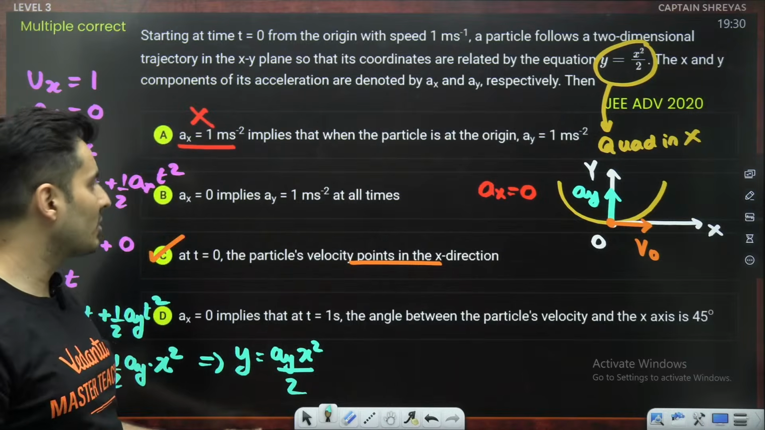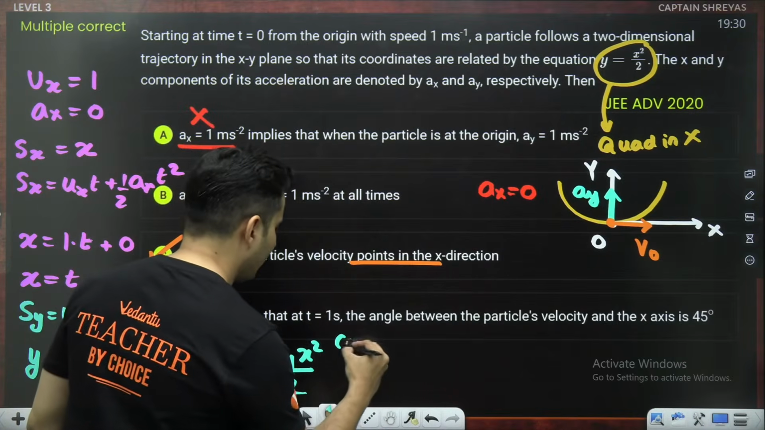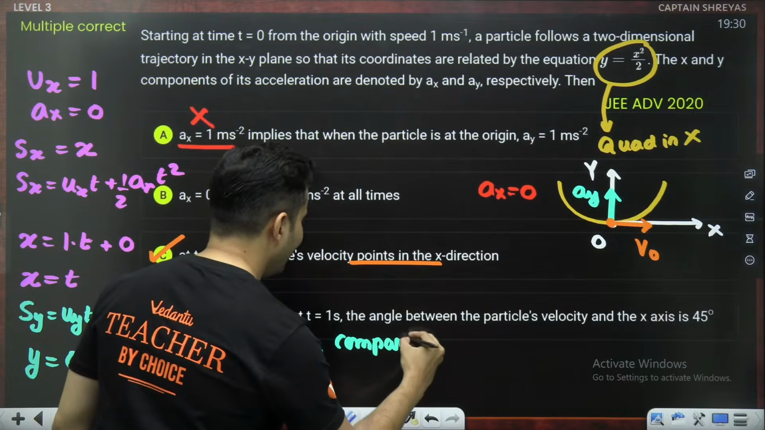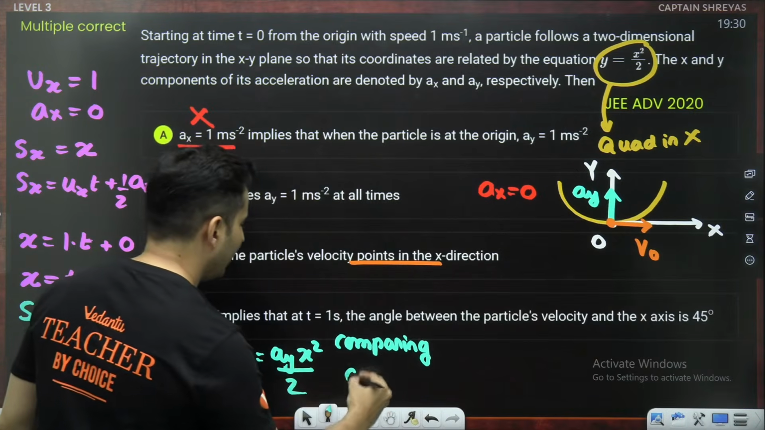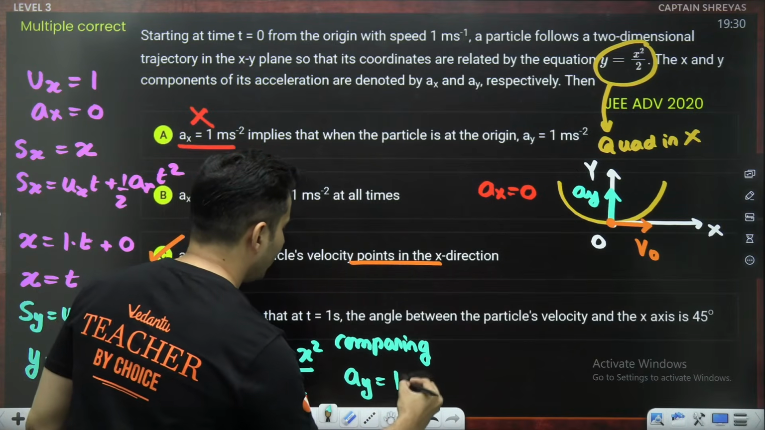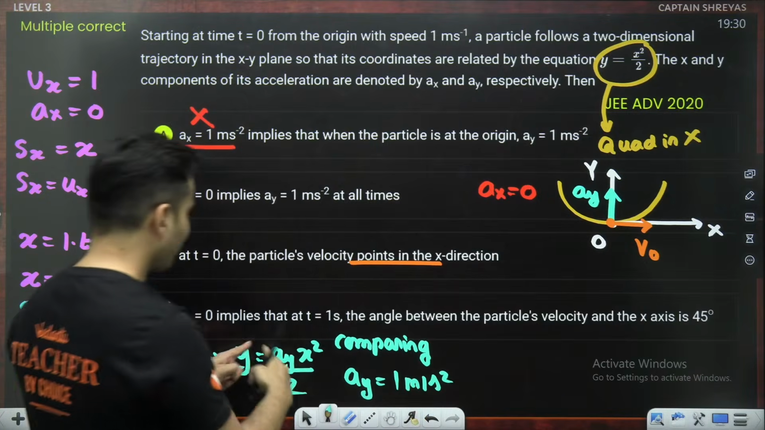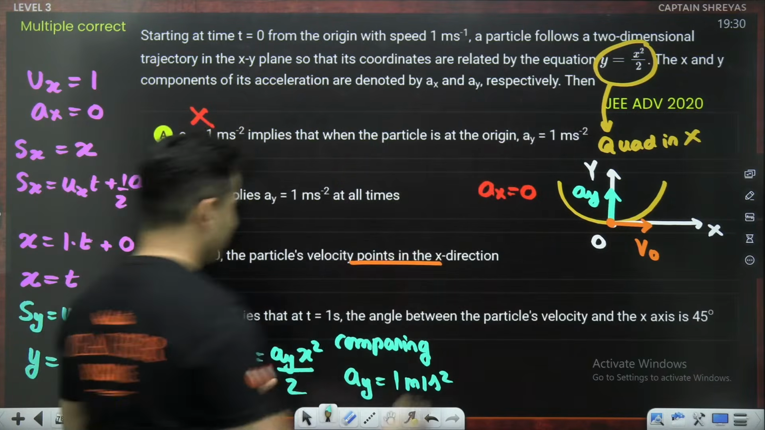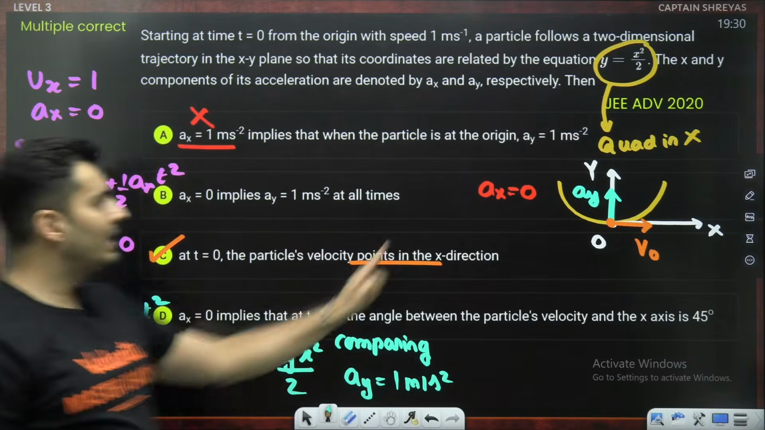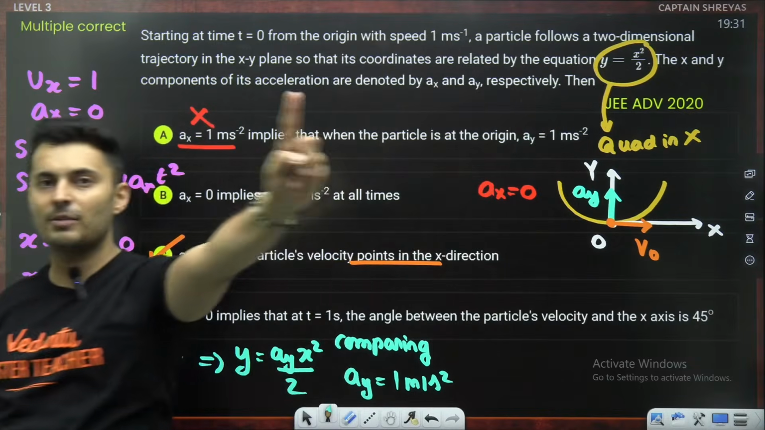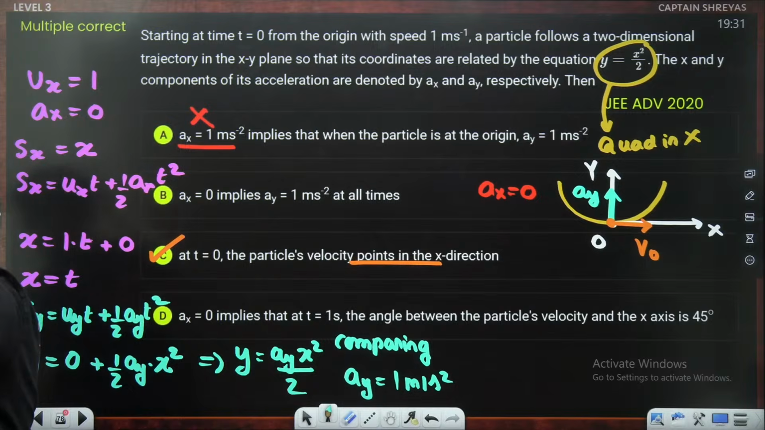Y is equal to x square by 2. Hence comparing, what do I get, my dear warriors? I get immediately ay is 1 meters per second square. Compare this with this. Everything is similar. Ay is there, ay is absent, so ay must be 1. How to choose the initial point in the parabola?